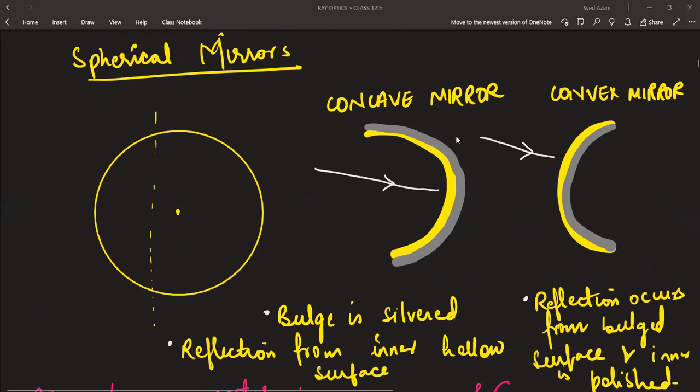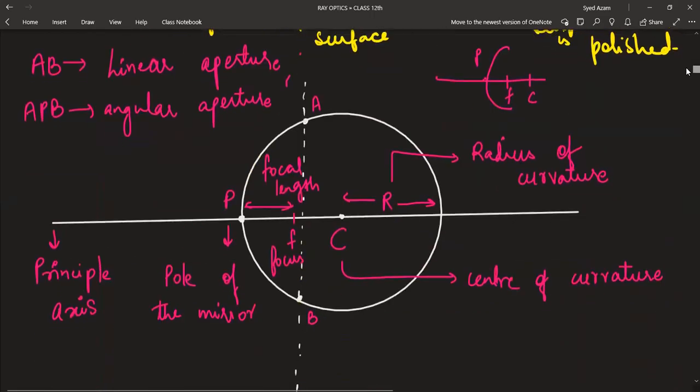So Mariam, you tell me which one of these is a diverging mirror and which one of these is a converging mirror. Mariam? Concave is converging. Yes. And convex is diverging. Correct. Right. So she is right. Concave will always converge and convex will always diverge.